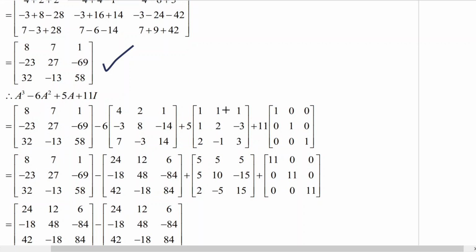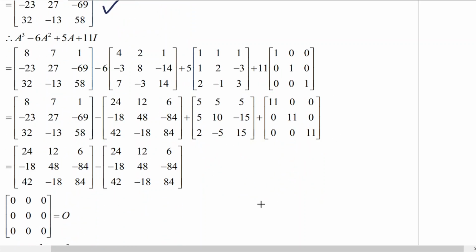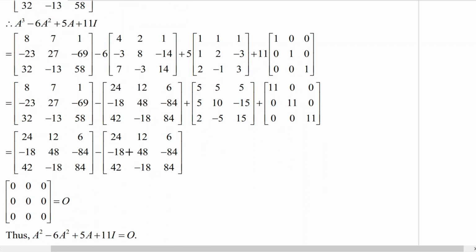5 into this whole thing: 5, 5, 5, 5, 10, minus 15, 10, minus 5, 15. 11 into this whole thing will be 11, 11, 11 in the diagonal, a scalar matrix. Okay, now let us subtract this first. How do you want to do this? Add all the positive terms first.